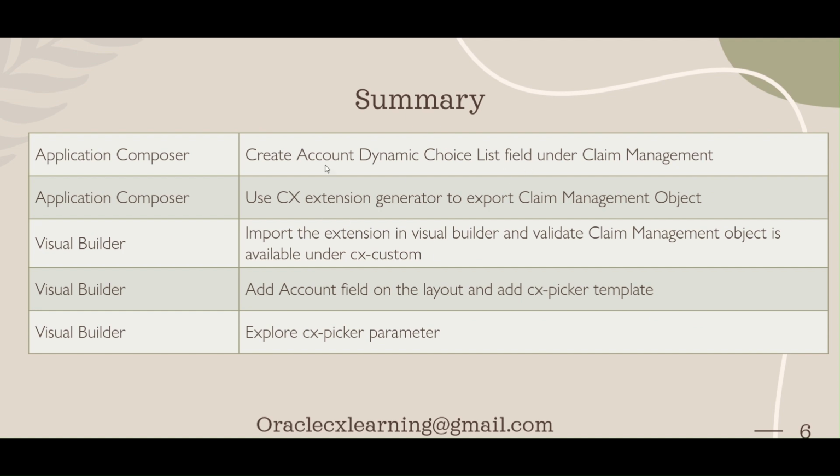As a summary, we conclude the overall things that we have done today. Firstly, we created the dynamic choice list field under claim management. Then we used the extension generator to export the claim management object. Then we imported that object into the visual builder and checked whether that claim management object is available under CX custom. After that, we added the field on the layout and added the CX picker template. And we also explored the CX picker parameters like resource and is default save search enabled. So that's all we have done today.